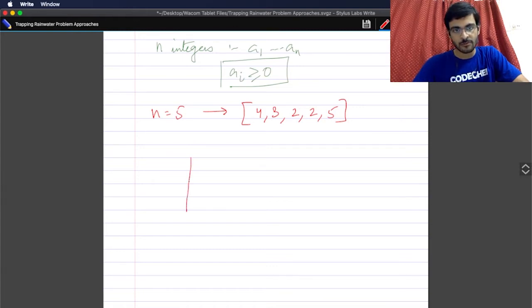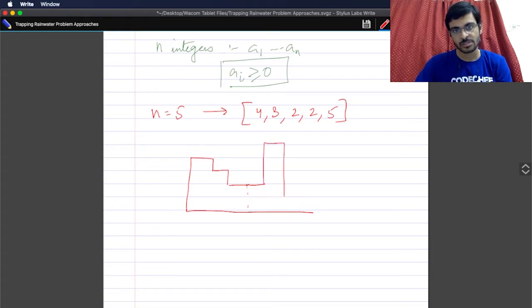It will be 4, and then the next one will be 3, then this is 2, and there are two such bars, or two bricks, you can say. This is how it will look, and then you will have 5. So this is what it will look like.